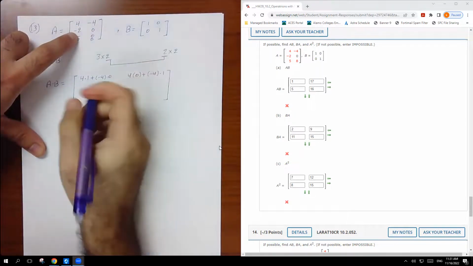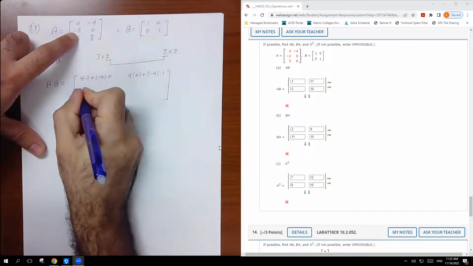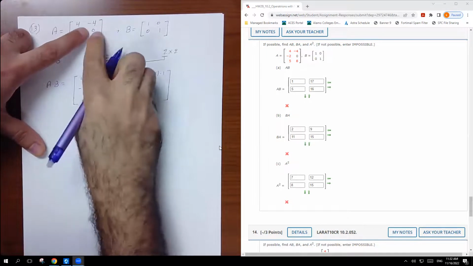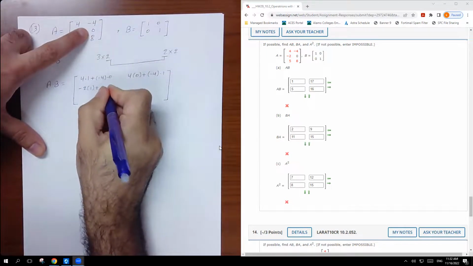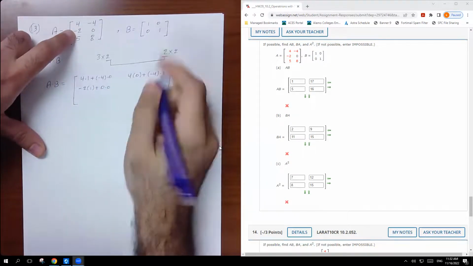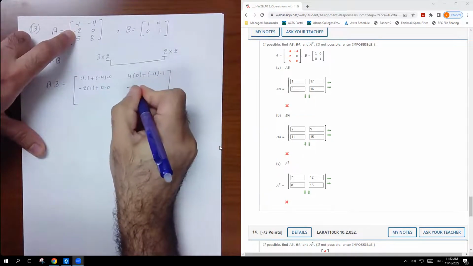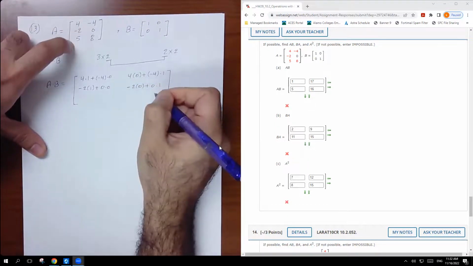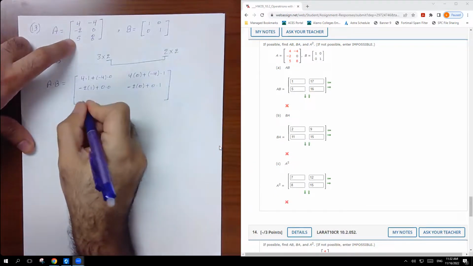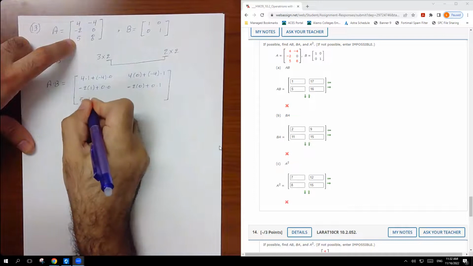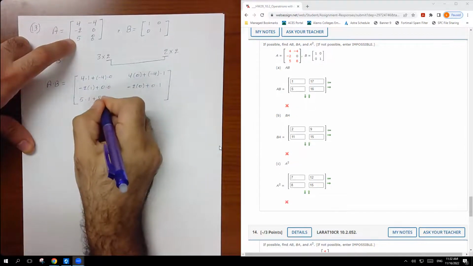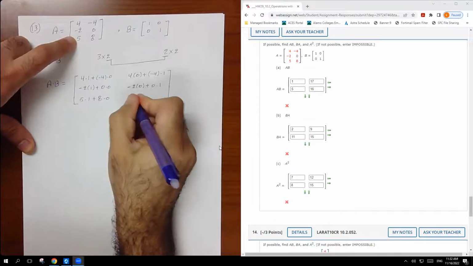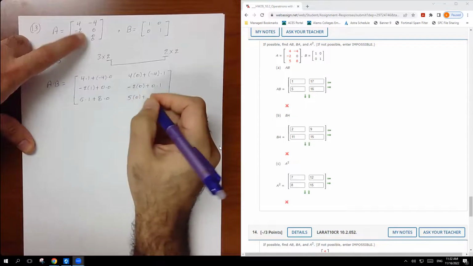Now, the second row with the first column, so negative 2 times 1 plus 0 times 0. The second row with the second column, so negative 2 times 0 plus 0 times 1. Now the third row with the first column, so 5 times 1 plus 8 times 0. The third row with the second column is going to be 5 times 0 plus 8 times 1.